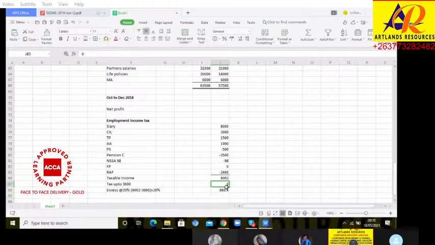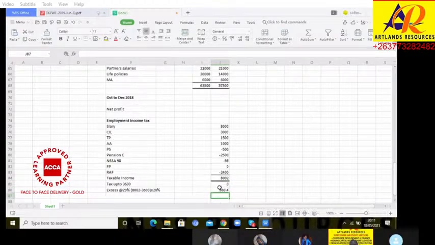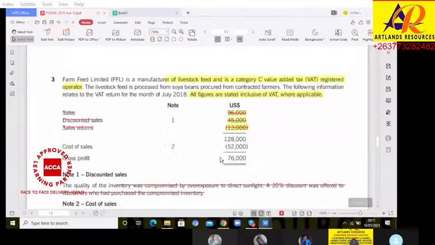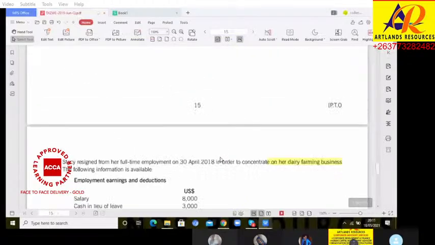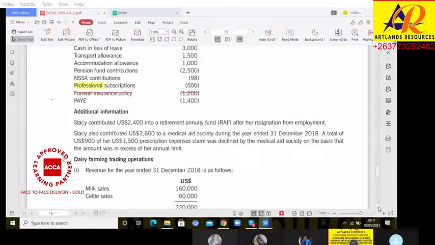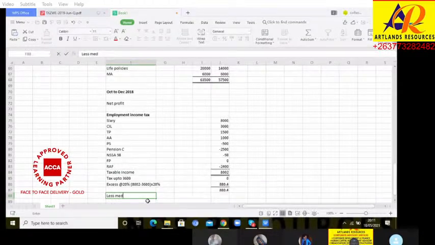Right. After getting this, you add 3% as levy. But first, before you add 3% as levy, you check whether there were any tax credits from the information given for Stacy. Did she have any? The age we are not given, but we are given medical expenses credit. So we say less medical expenses credit. This one is 50% multiplied by the contributions she paid plus the shortfall where she paid on pharmacies.